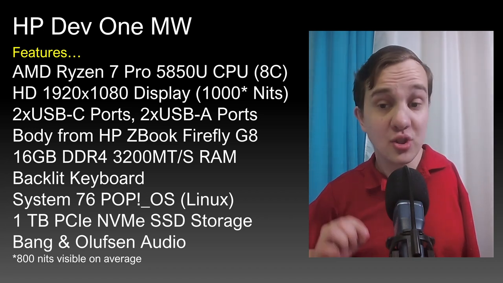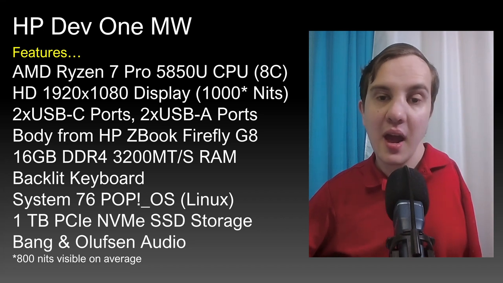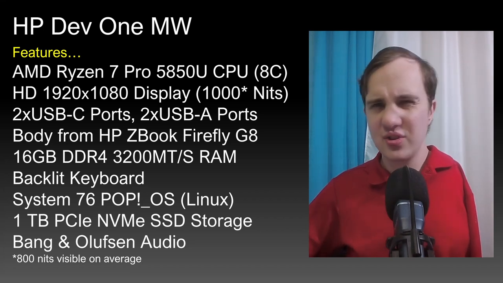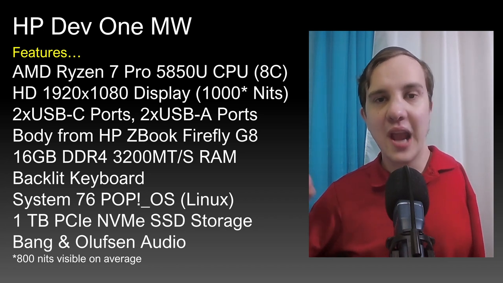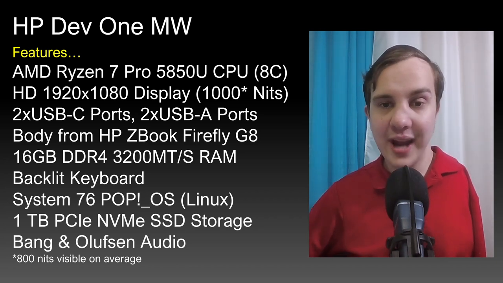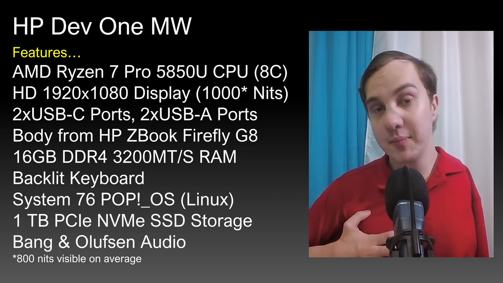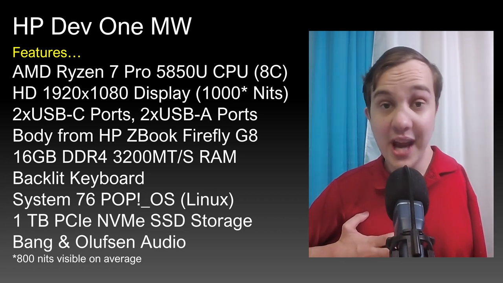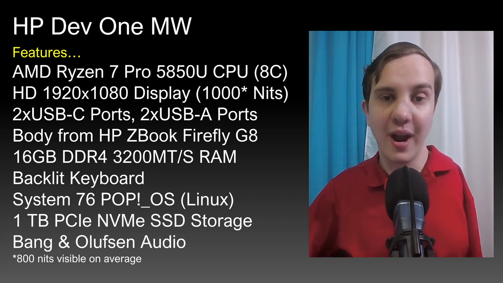i5-11500H 6-core CPU with 45-watt TDP. And it performs about 10 to 20% worse than the last-gen i7-11800H 8-core 45-watt CPU that I have in my ZBook Fury 15 G8, which is what I'm using to do research for this video right now.